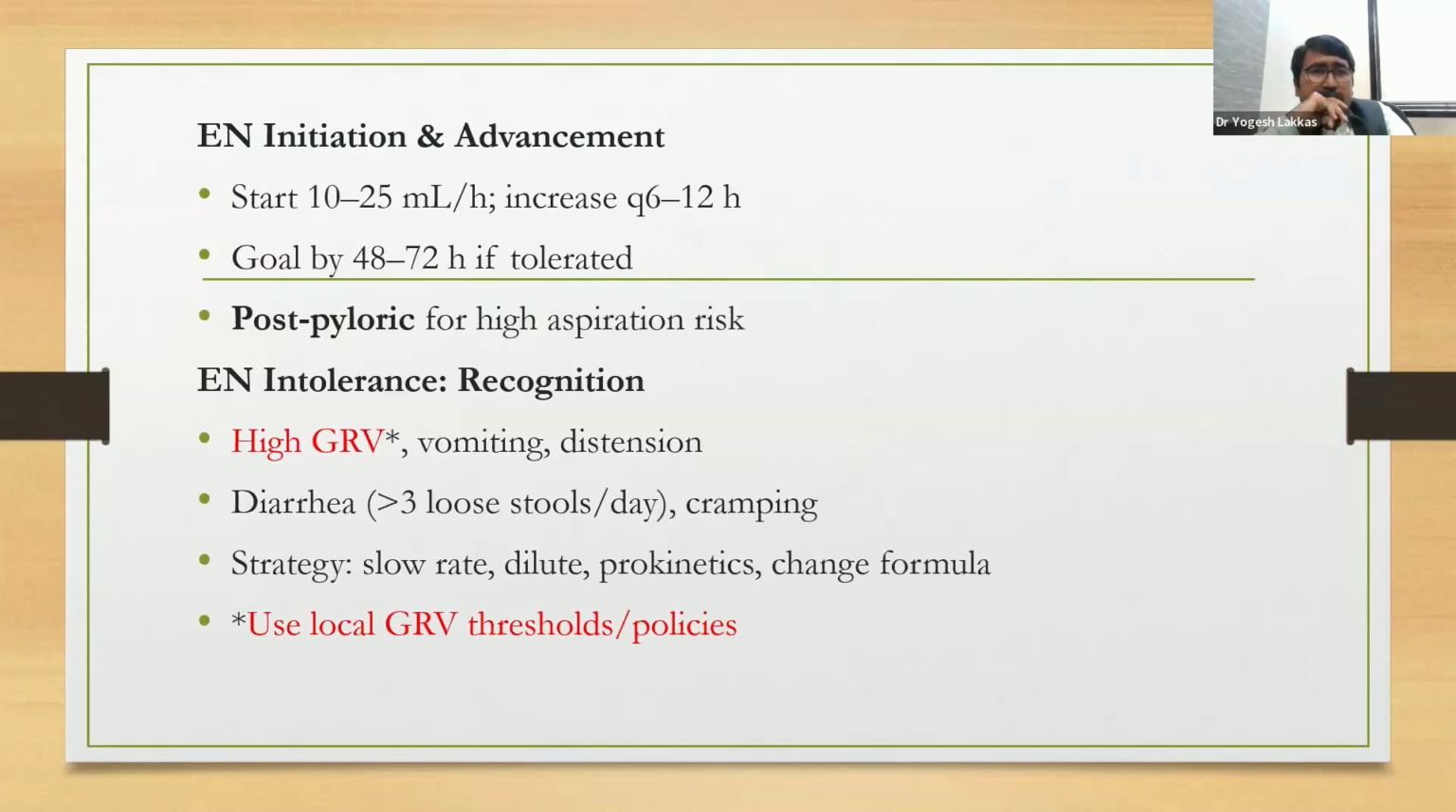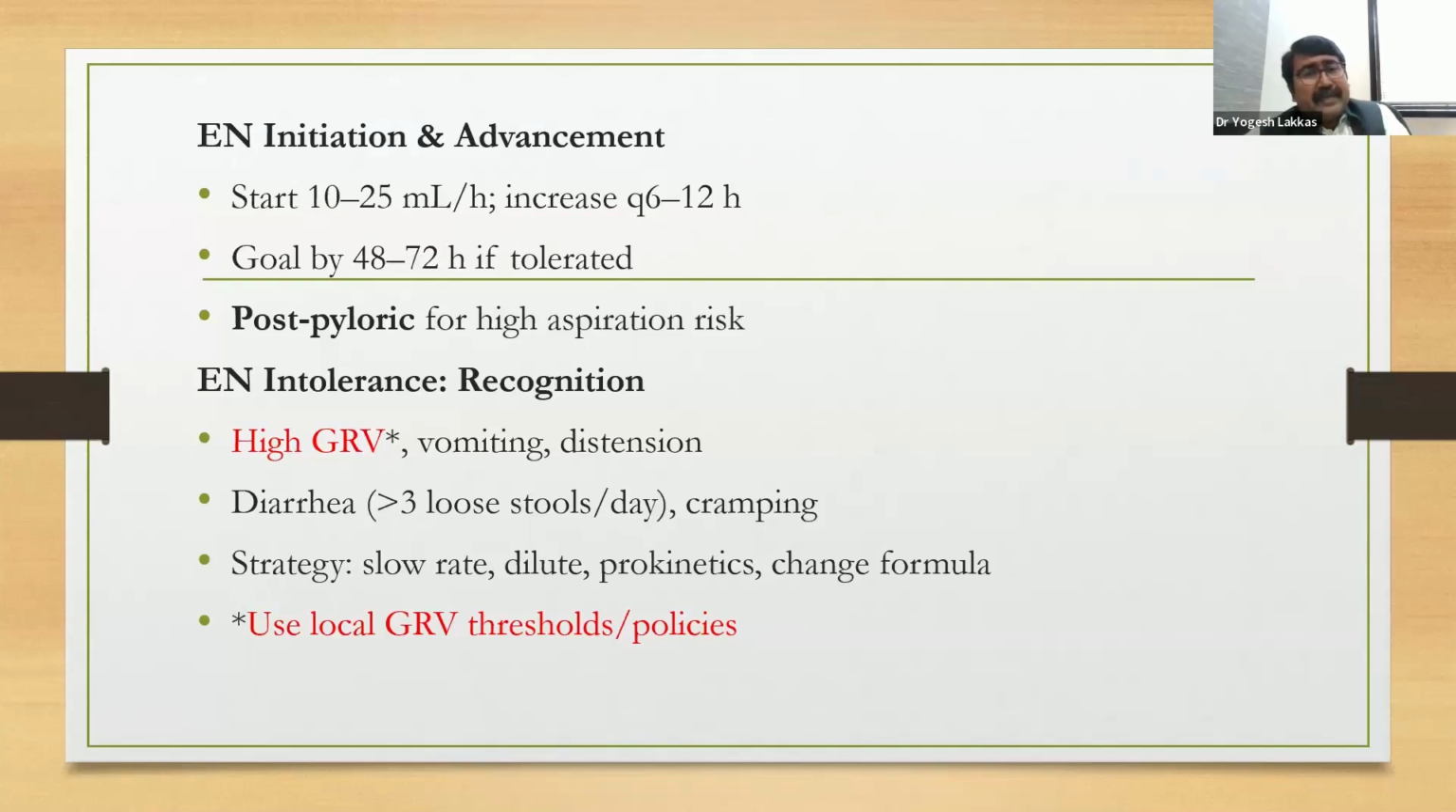Enteral nutrition initiation and advancement: start at 10 to 25 ml per hour, and increase every 6 to 12 hours. By 48 to 72 hours you can judge whether you have to escalate the enteral nutrition. You may use a post-pyloric tube for patients at high aspiration risk. Such tubing you have to select while planning the nutrition, according to the requirement of the patient, and if there is intolerance, you will have to judge that clinically.